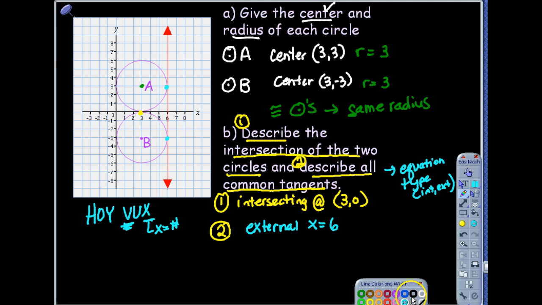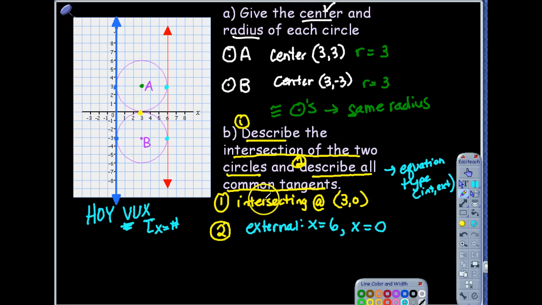Now I'm looking for other common tangents that would exist. I noticed that the y-axis is another common tangent, because it's intersecting both circles at just one point. So where I've got external, I've got x equals 6, and let's write in the other common external tangent. These are both external. This would be the line x equals 0, because it's still vertical and it crosses at 0. If you just said y-axis, that's not the equation, so we're looking for something more specific.